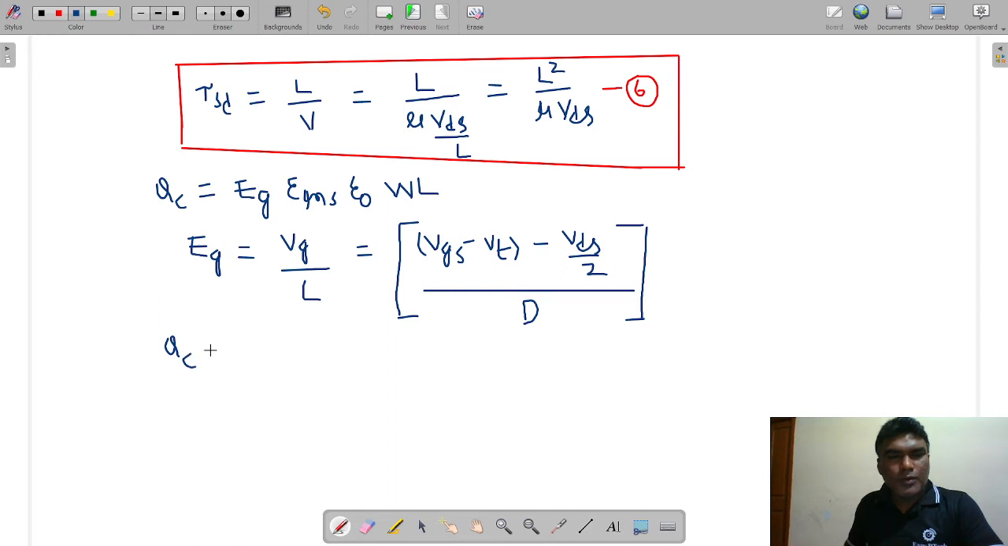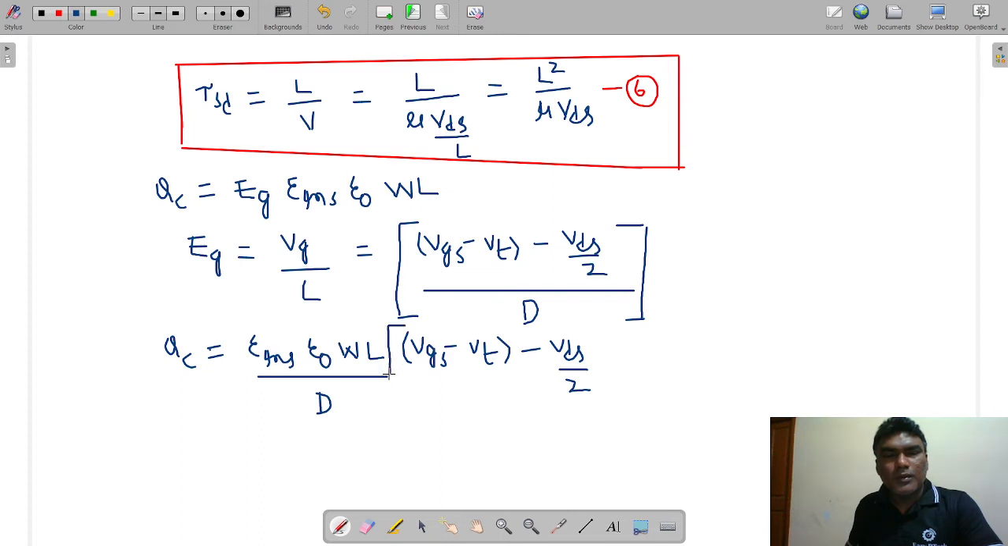QC is equal to epsilon insulation, epsilon naught, W into L, and this EG substitute over here. EG is average electric field, VGS minus VT minus VDS by 2, divided by D. So up to this is the QC value.